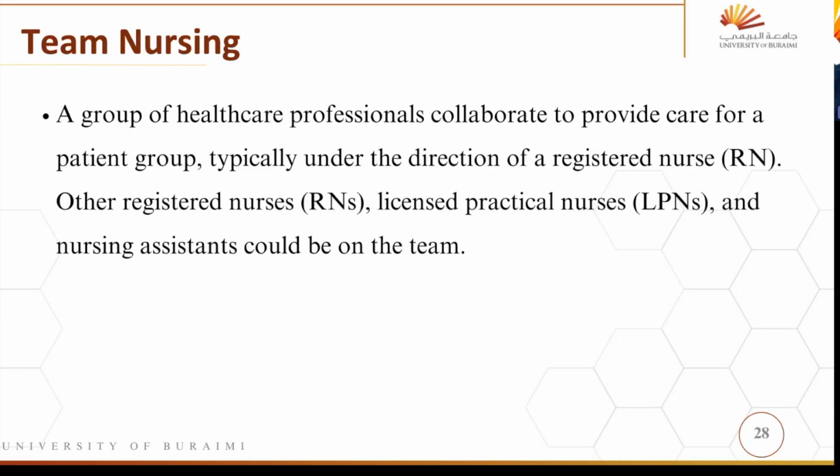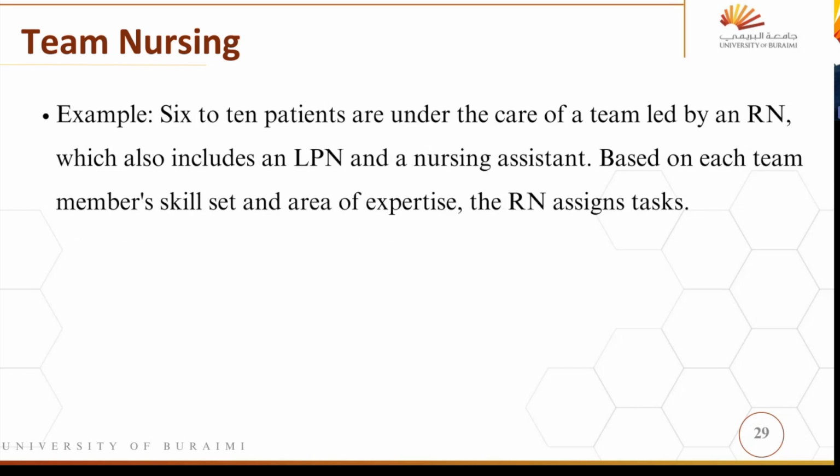That led to another modification of the system, team nursing, which is number 3 in the nursing care delivery models. A group of healthcare professionals collaborate to provide care for a patient group, typically under the direction of a registered nurse. The team usually consists of registered nurses and licensed practical nurses working together to care for a group of patients. For example, 6 to 10 patients are under the care of a team led by an RN, which also includes licensed practical nurses and nursing assistants.